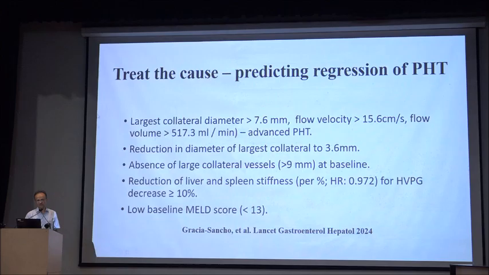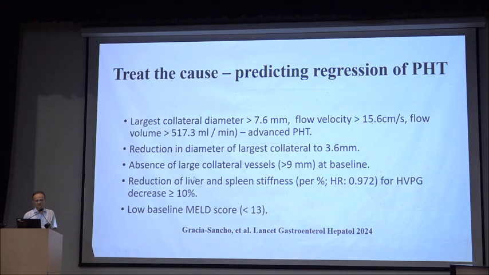For example, in this study, analyzing the largest collateral, if the diameter is more than 7 millimeter, or the flow velocity is more than 15 centimeter per second, or the volume is more than 500 ml per minute, it indicates advanced portal hypertension, meaning thereby that this is not going to regress just by treatment of the cause. On the other hand, if there is reduction in the diameter of the largest collateral to 3.6 millimeter, it is a favorable response, and we can anticipate regression of the portal hypertension by treating the cause.